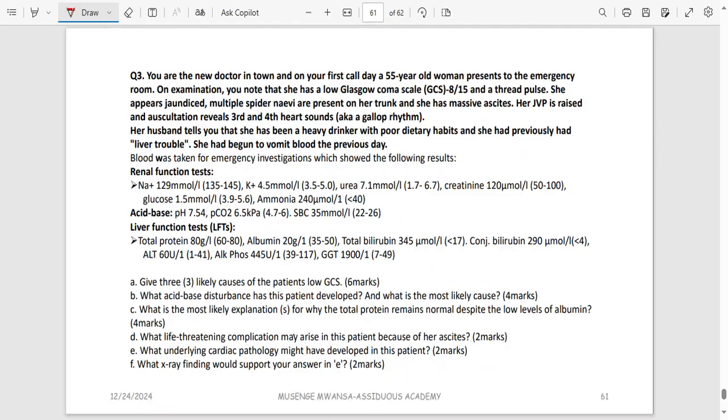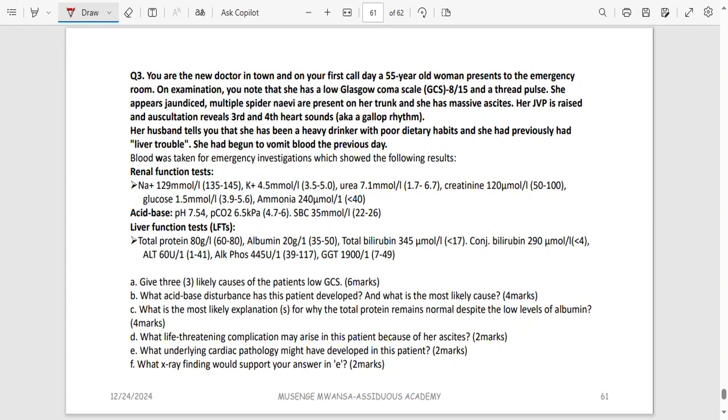that is that. The last question: you are the new doctor in town, and on your first call day, a 55-year-old woman presents to the emergency room. On examination, you note that she has a low Glasgow Coma scale and a thready pulse. She appears jaundiced, multiple spider nevi are present on her trunk, and she has massive ascites. Her JVP is raised. Husband tells you that she has been a heavy drinker with poor dietary habits, and she had previously had liver trouble. She had begun to vomit blood the previous day.